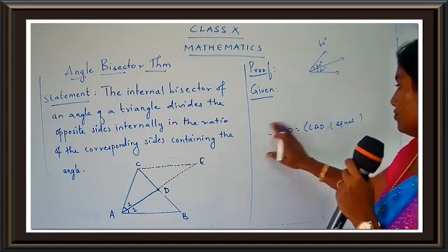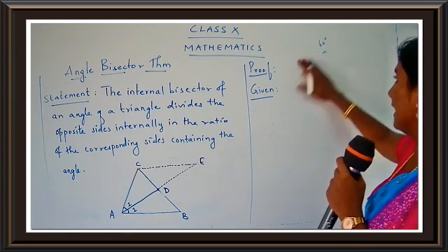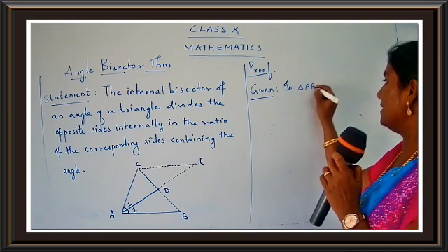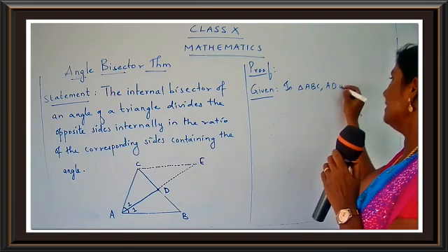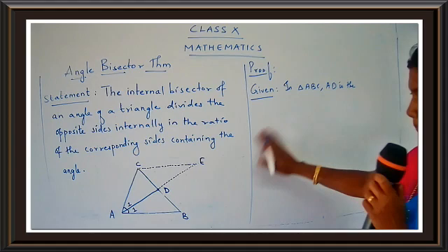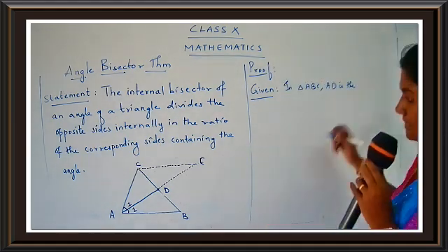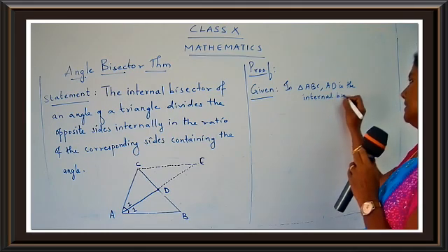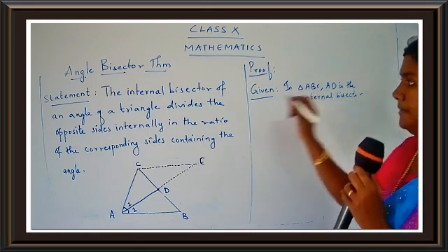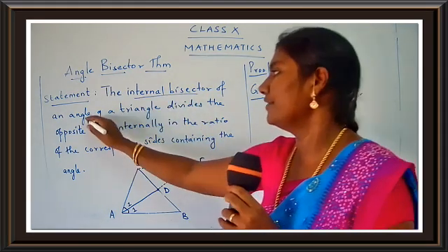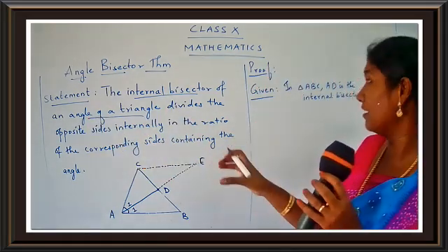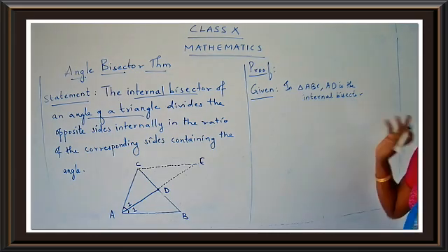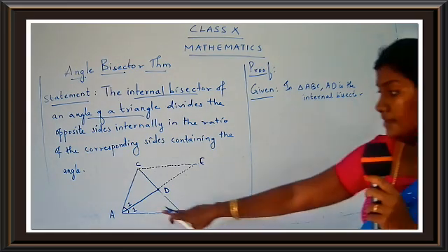Okay. So what is given to you first of all? Write down the given part, children. In triangle ABC, AD is the internal bisector. So this is what is given to you. AD is the internal bisector. See, the internal bisector of an angle of a triangle. So I know something about an internal bisector. What is that? AD is the internal bisector in triangle ABC.